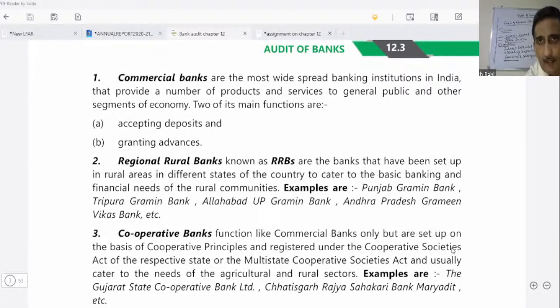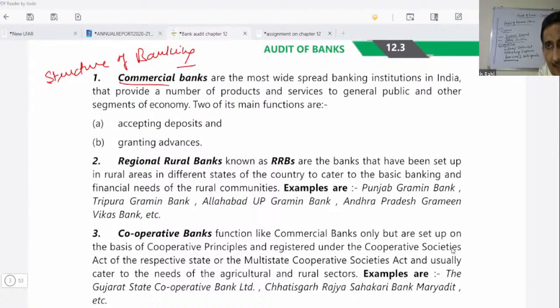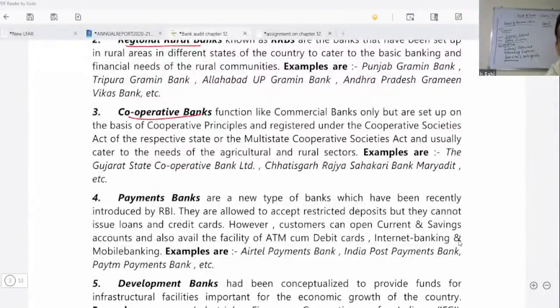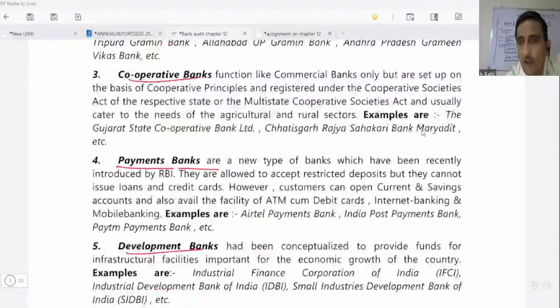Now this starting point relates to the structure of banking, which we had done day before yesterday. It shows various kinds of banks operating in India. Commercial banks, what is the function? RRBs, cooperative banks. Okay, you have to remember their names and understand the meaning and the distinctive points. Payment banks, development banks. This we have all done.